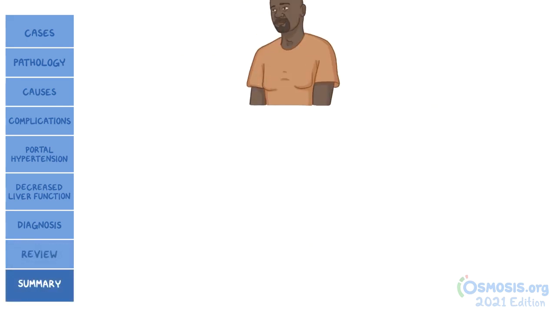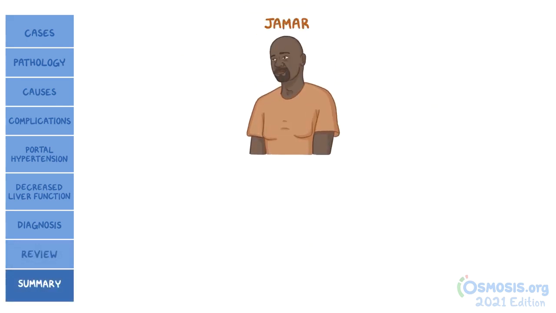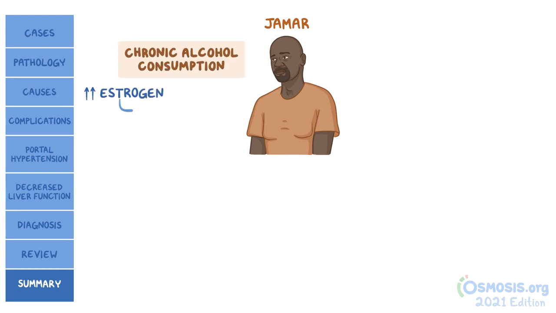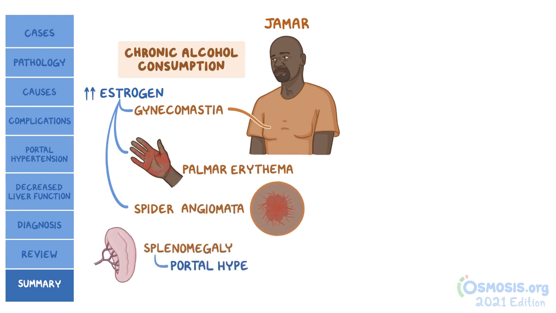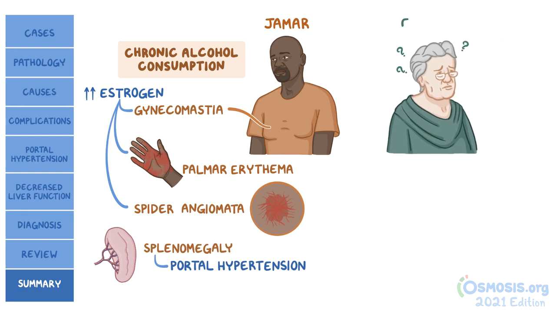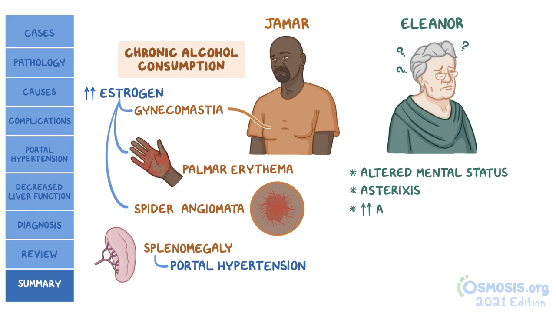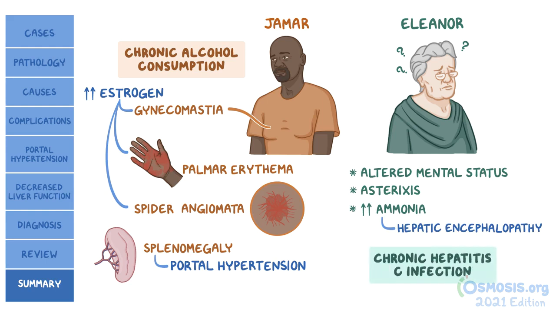Okay, but let's not forget about our cases. Jamar had the typical presentation of cirrhosis, probably due to chronic alcohol consumption. This included signs of high estrogen levels, specifically gynecomastia, palmar erythema, and spider angiomata, as well as splenomegaly, which is a sign of portal hypertension. Meanwhile, Eleanor came in with altered mental status and asterixis, which, alongside high ammonia levels, should remind us of hepatic encephalopathy. This is a complication of cirrhosis, probably secondary to her chronic hepatitis C infection.